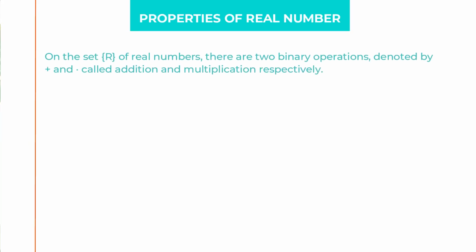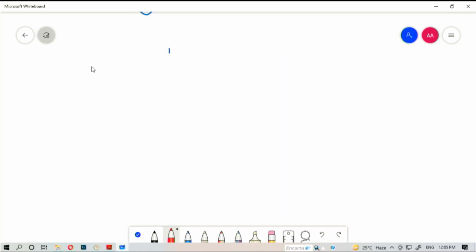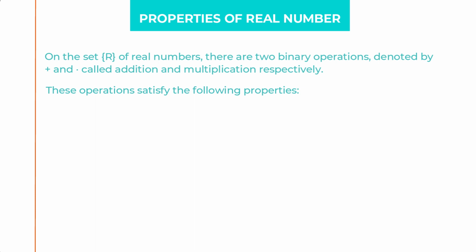On the set R of real numbers, there are two binary operations denoted by the plus sign and the dot, okay, so that's addition and multiplication. So we have the addition and we have the dot, which is the multiplication. These operations satisfy the following properties.